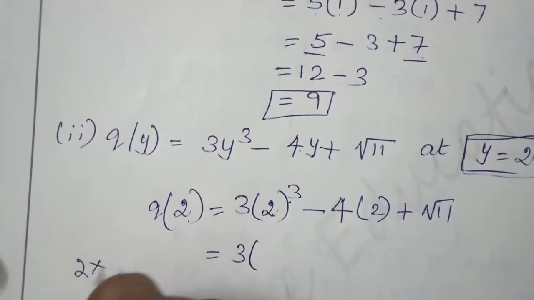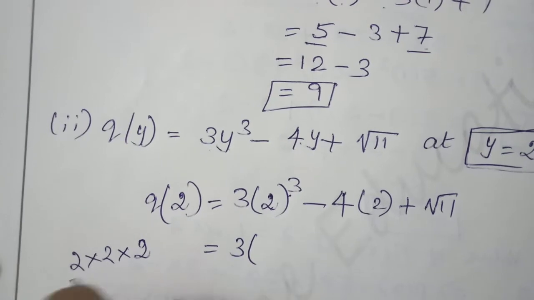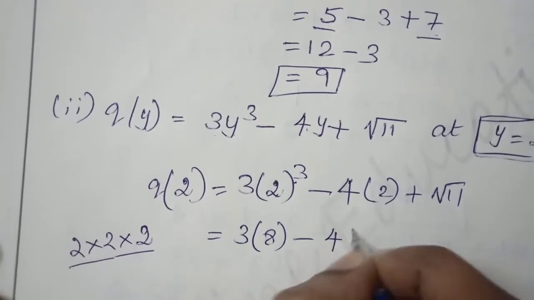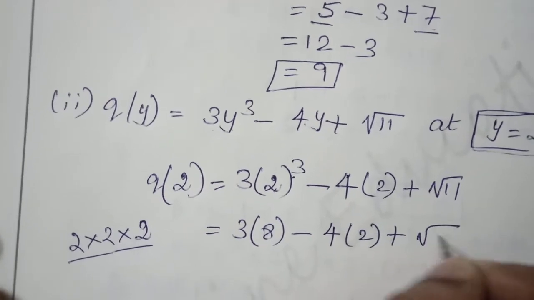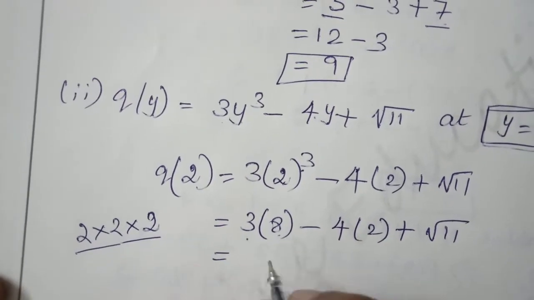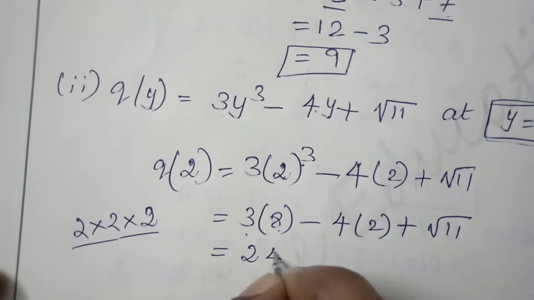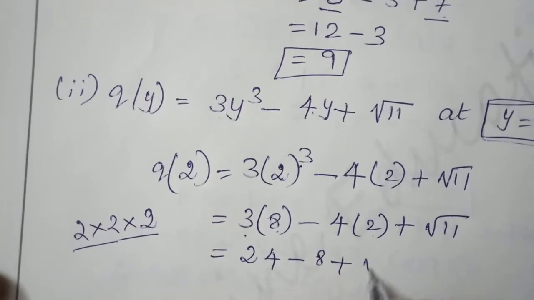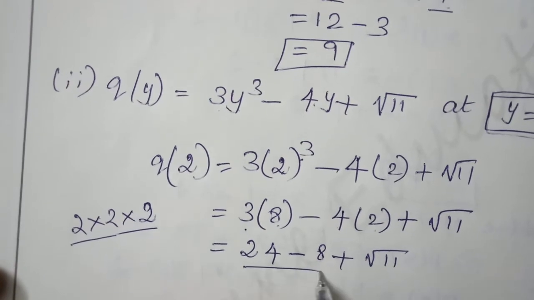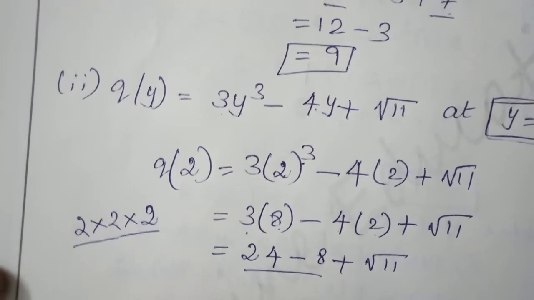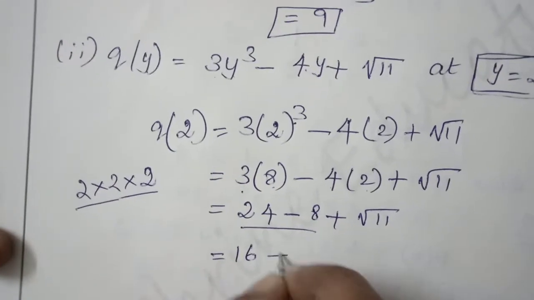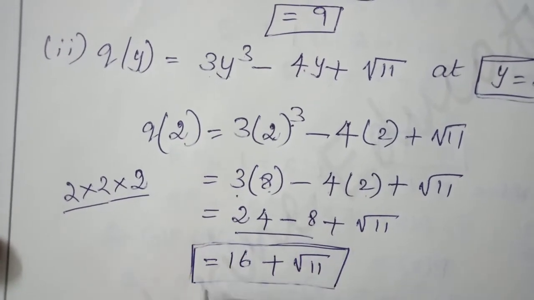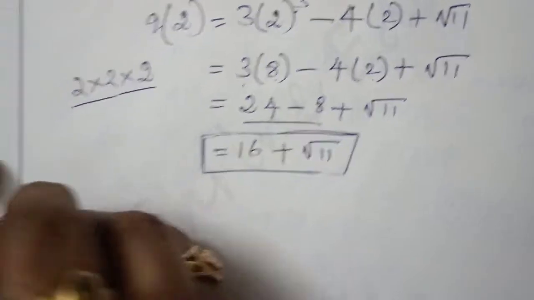And now 3 into 2 cube. So it is 2 into 2 into 2. 2 into 2 is 4, 4 into 2 is 8. 8 minus 4 into 2 plus root 11. So it is 8 3s are 24 minus 4 2s are 8 plus root 11. So 24 minus 8, that is 16 plus root 11, and this is the answer. Let's move on to the third one.